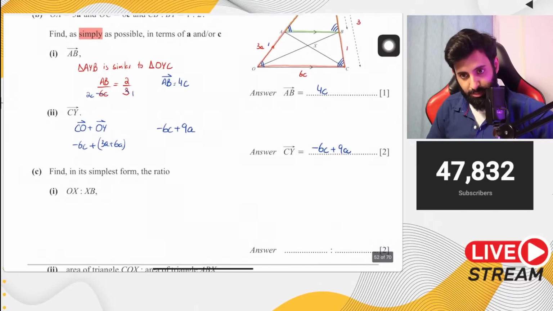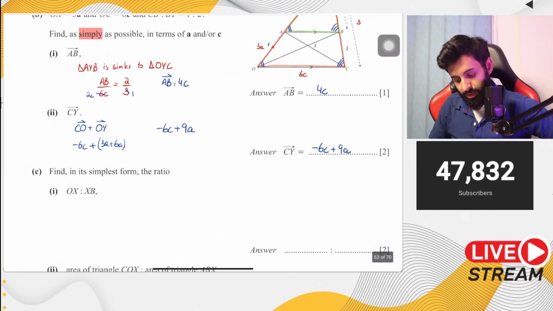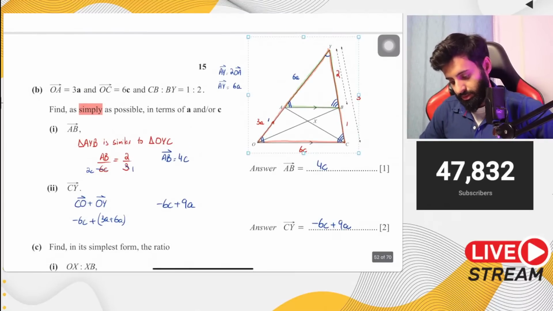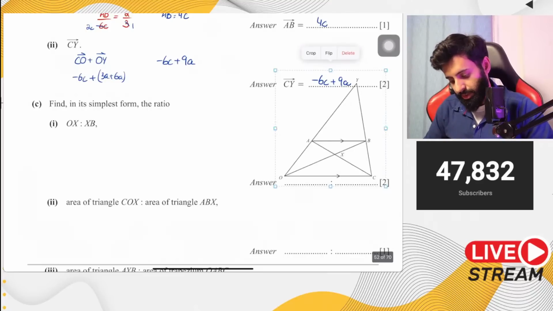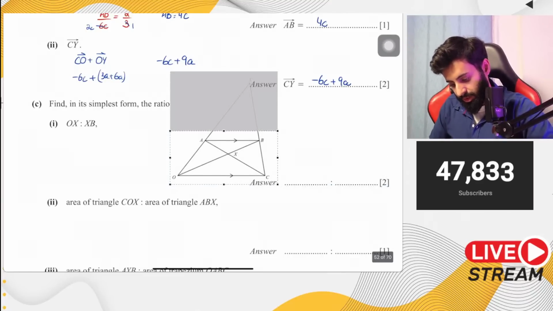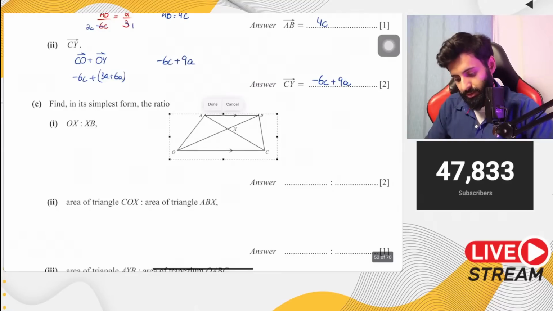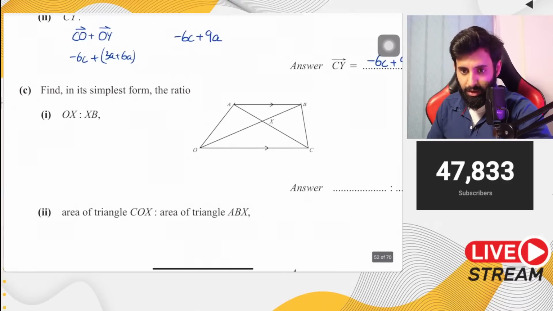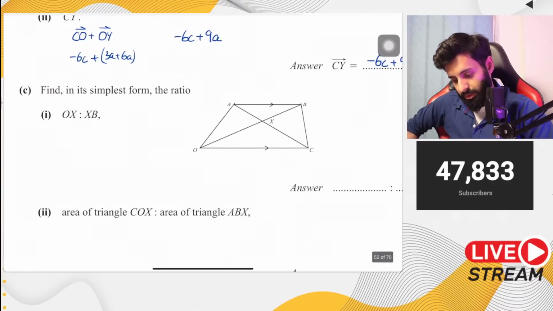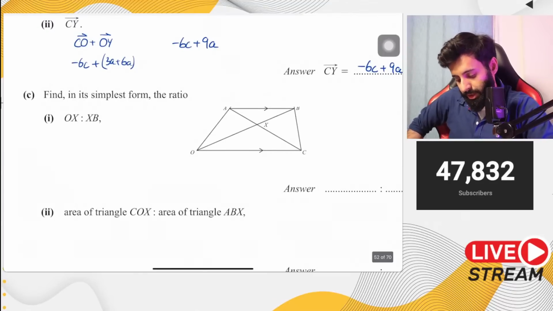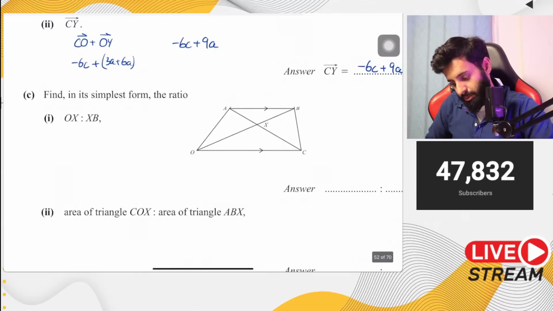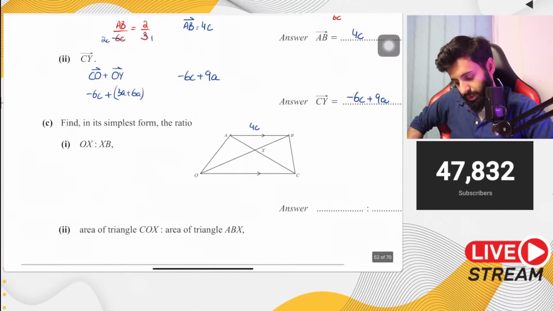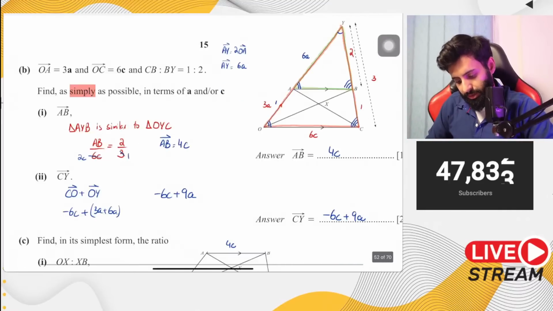Then part C. Part C says, find in its simplest form the ratio OX and XB. Now, OX and XB, if you think about it, are corresponding lengths of a pair of similar triangles. And the good thing is the question has already made us do all the hard work. So we know that AB is equal to 4C. And we know that OC, the question told us earlier, is equal to 6C.